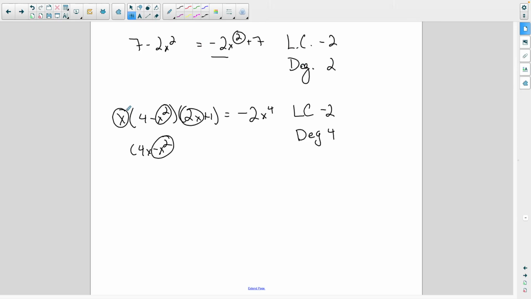With my next problem, what I would do is multiply all of my highest powers in each of my parentheses. So negative x squared times 2x would give me negative 2x to the fourth, which gives a leading coefficient of -2 and a degree of 4. And what I meant by the highest power is if this was 4x minus x squared, I would use the x squared, not the x. This does not help me with my leading coefficient.